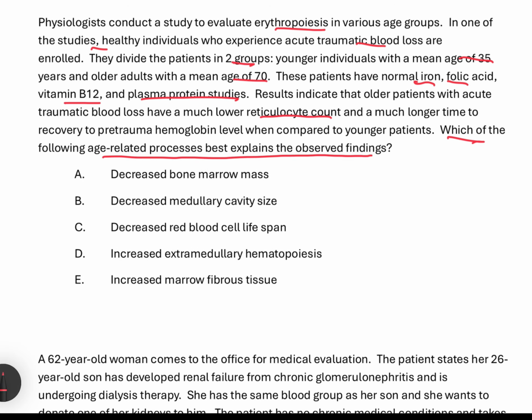Guys, they are giving results: all the patients with acute traumatic blood loss have a much lower reticulocyte count. So what are the reasons? There will be a decrease in bone marrow mass, a decrease in medullary cavity size. Decrease in red cell lifespan is not like that; it will remain constant. Increased extramedullary hematopoiesis? No. Increased metaphyseal tissue? No.